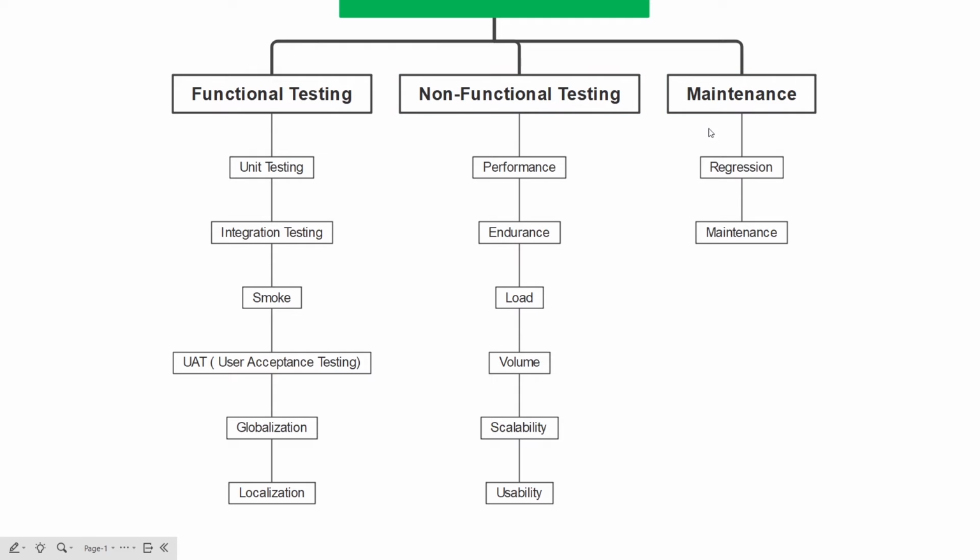And the last one is maintenance. In maintenance, we can go for regression if our application is deployed and released, and after some time following the release, we can go for testing. In that scenario we can do regression and maintenance. Okay, so that gives you a brief idea.